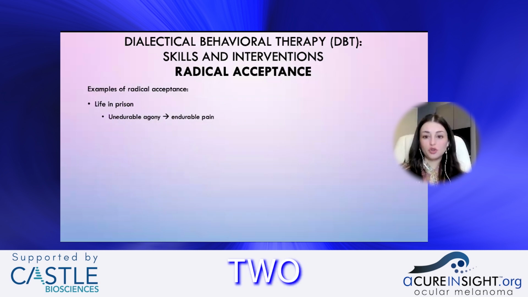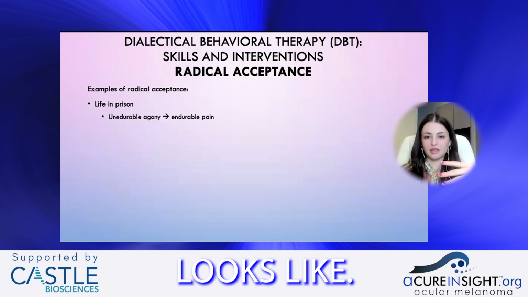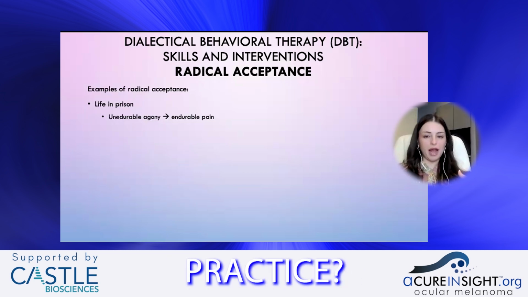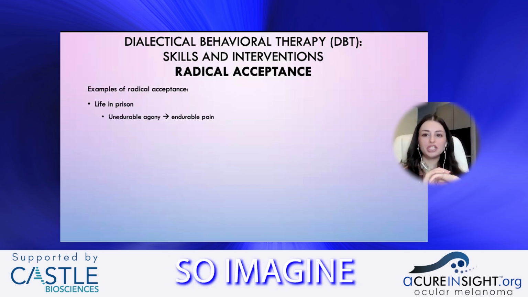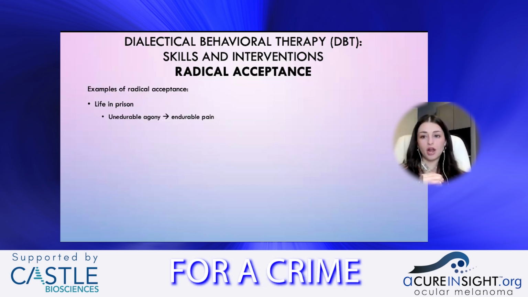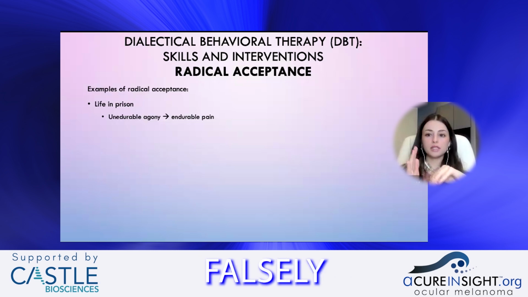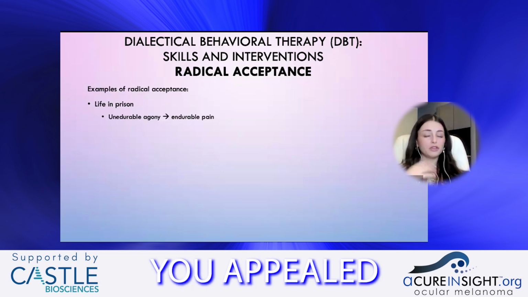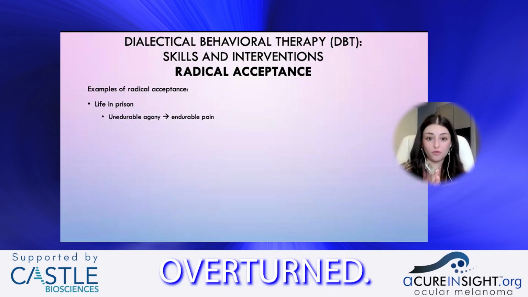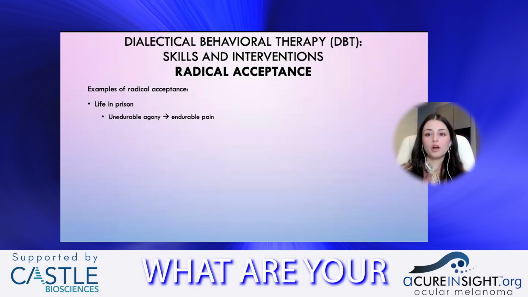So I want to give two examples of radical acceptance to really paint a picture as to what this looks like. And then we'll talk about practically how we practice this. So imagine that you are in prison for life. You were convicted for a crime you did not commit. You objectively did not commit this crime. You were falsely accused. You appealed the verdict, but the ruling wasn't overturned and you are stuck in prison for life. Right? So what are your options?